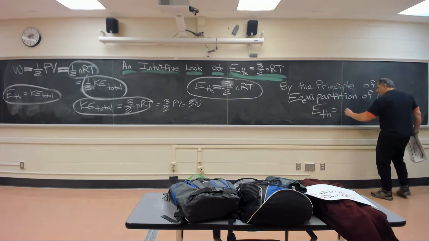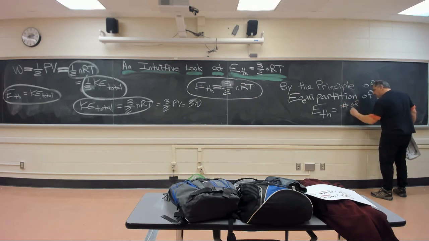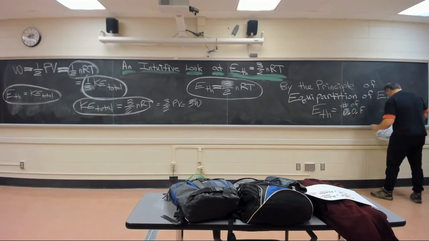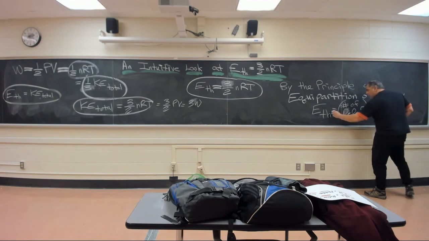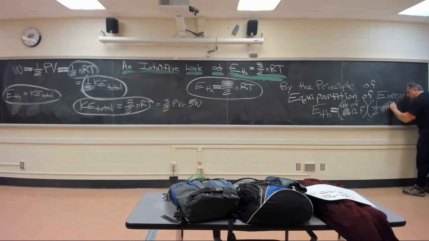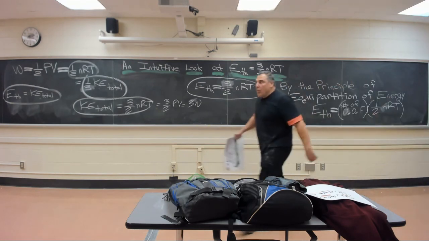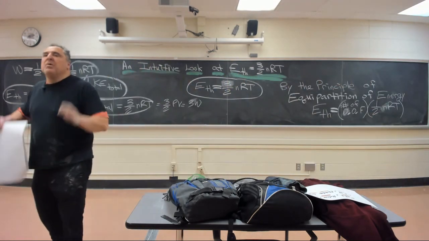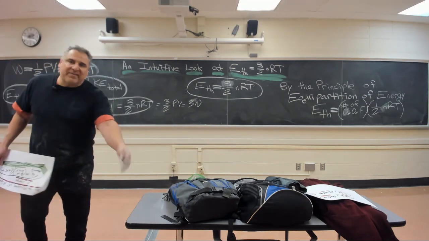ETH is the number of degrees of freedom times 1/2 nRT. See, that 1/2 nRT is pretty big. It is associated with each degree of freedom. We happened to see it when work was done, but only 1 degree of freedom, quote unquote, did that work, if you allow me to say that.